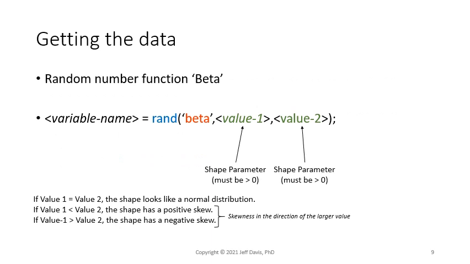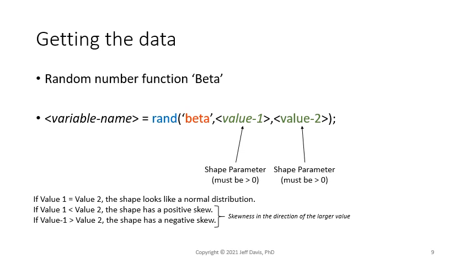Okay. So the basic setup for this is this. You're going to create a variable name, and again, that variable name could be whatever you want. Followed by an equal sign, then rand, then inside of parentheses, beta in single quotes, and then value 1 and value 2.